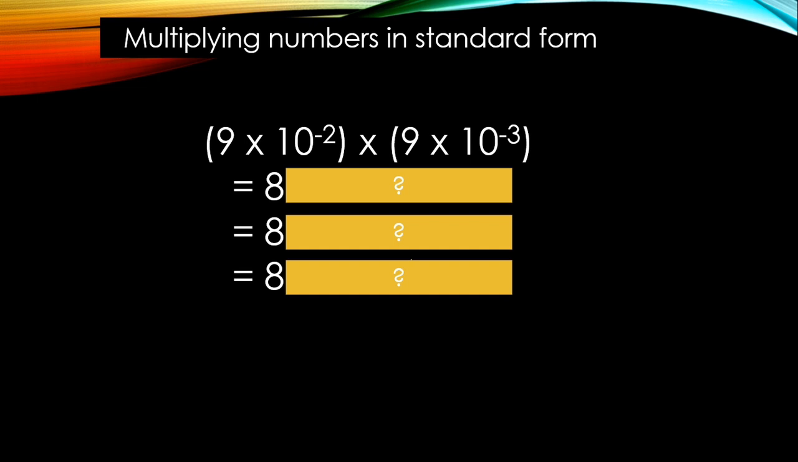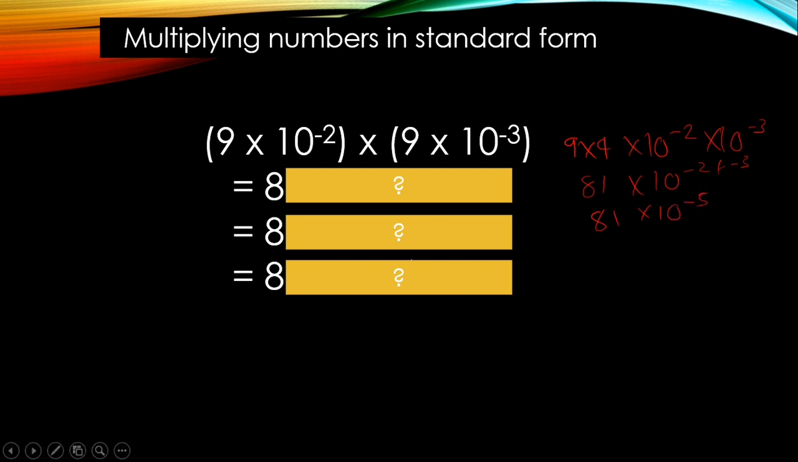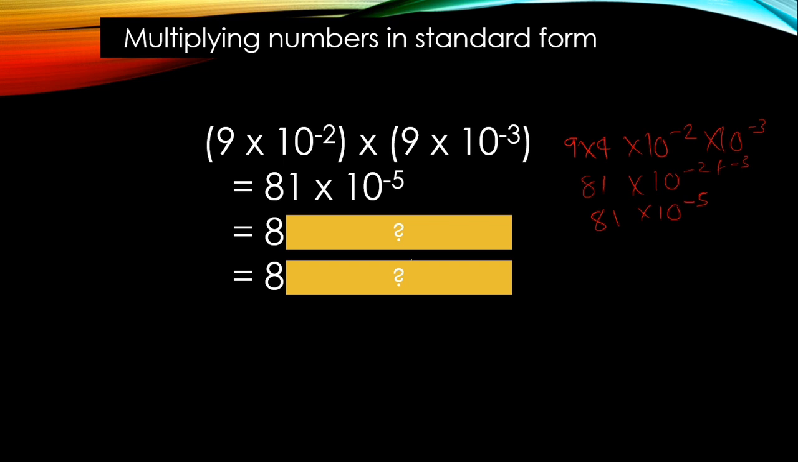Let's look at some other problems. Here we have 9 times 10 to the power minus 2 times 9 times 10 to the power minus 3. The easiest way, like we said, is to rearrange. So this one will be 9 times 9 times 10 to the power minus 2 times 10 to the power minus 3. This would give us 81 times 10 to the power minus 2 plus minus 3, and this would be 81 times 10 to the power minus 5. Let's check here. Yes, 81 times 10 to the power minus 5.